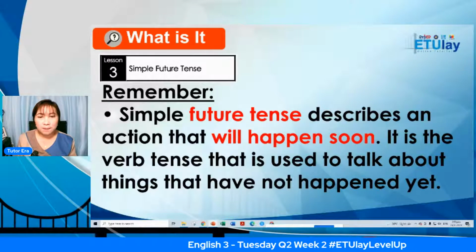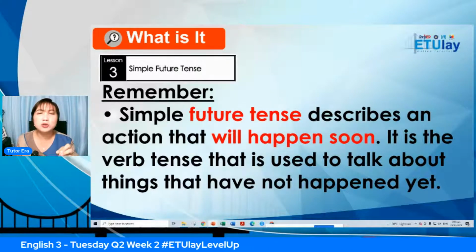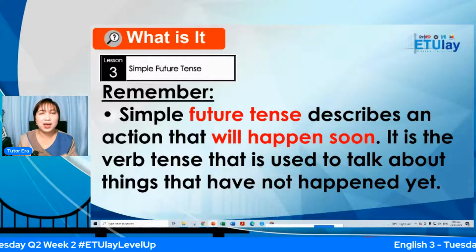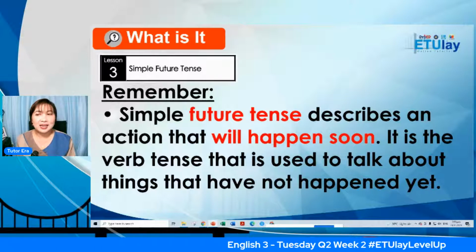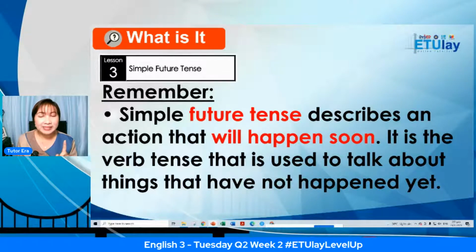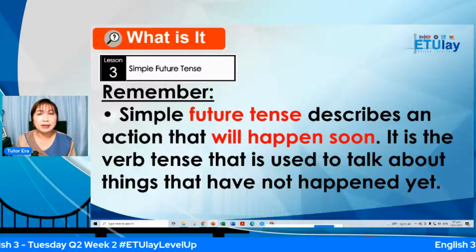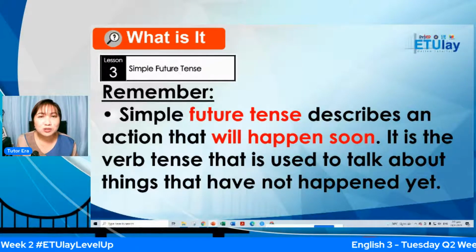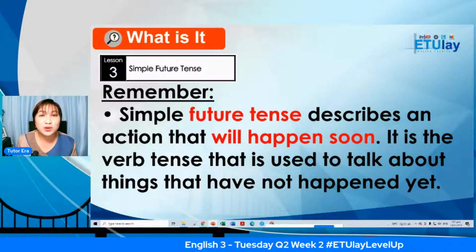Now, we will go back to one of the rules that we have to remember in using the simple future tense. It is the verb tense that is used to talk about things that have not happened yet. So, what are we going to do? How are we going to use the simple future tense? What are we going to write?